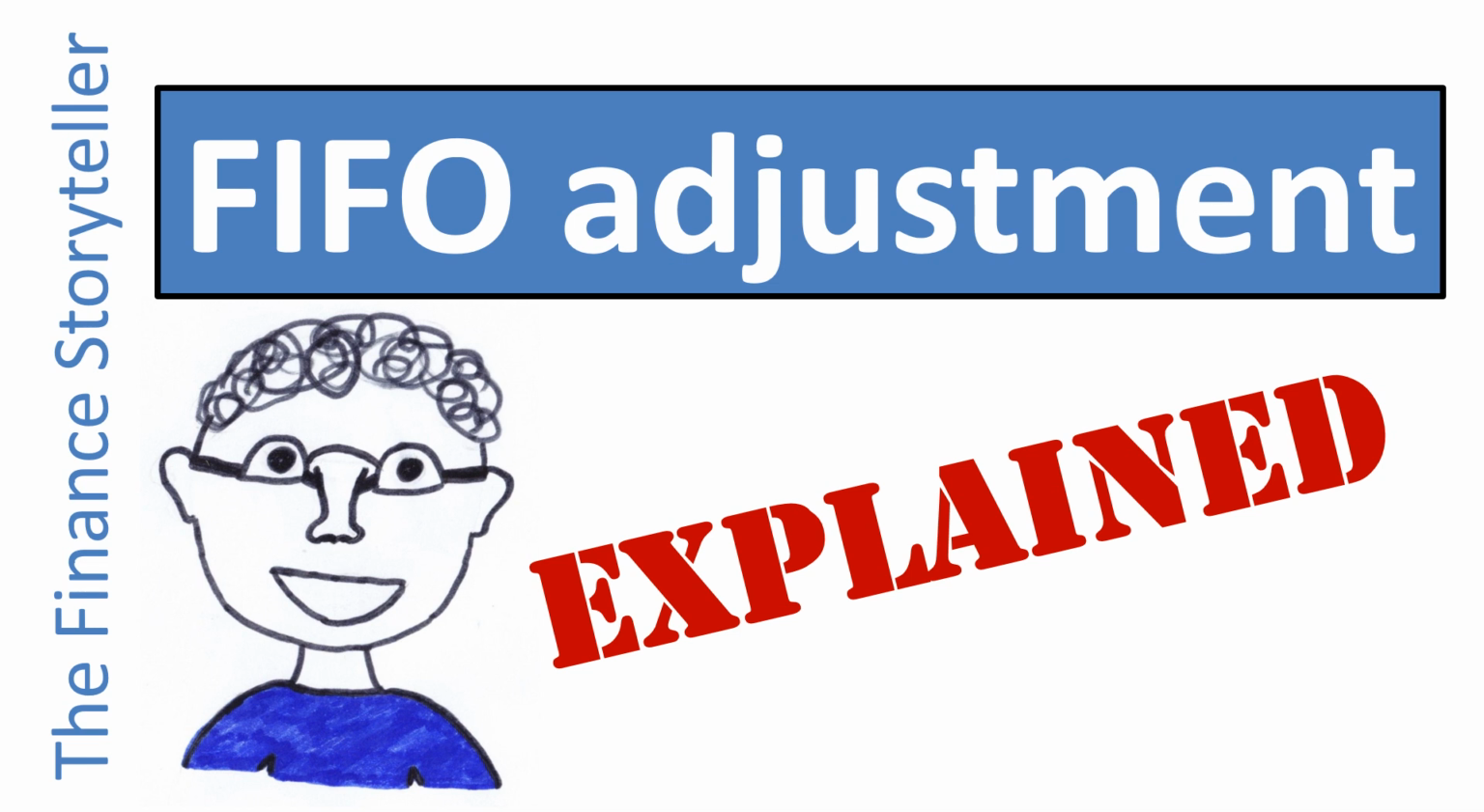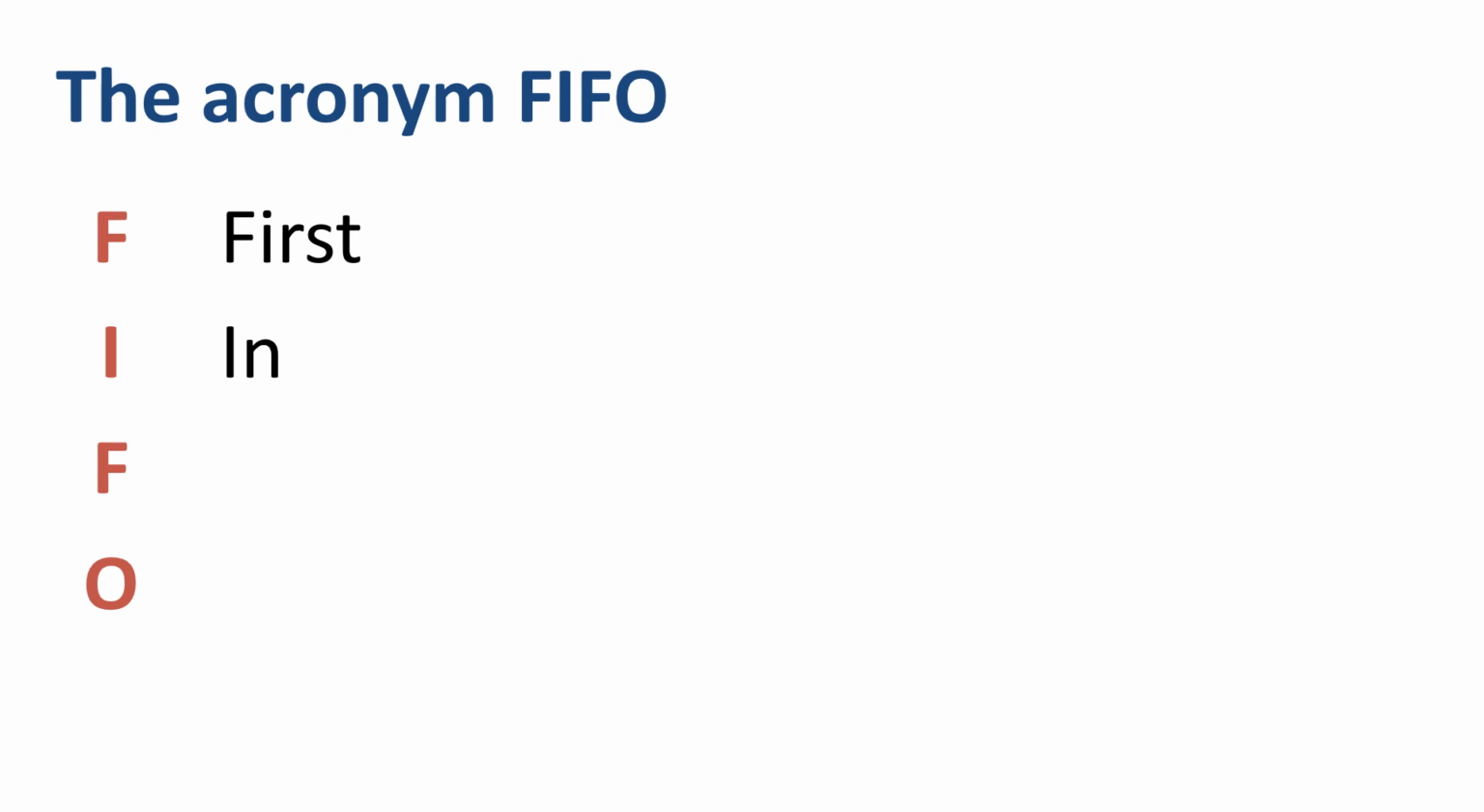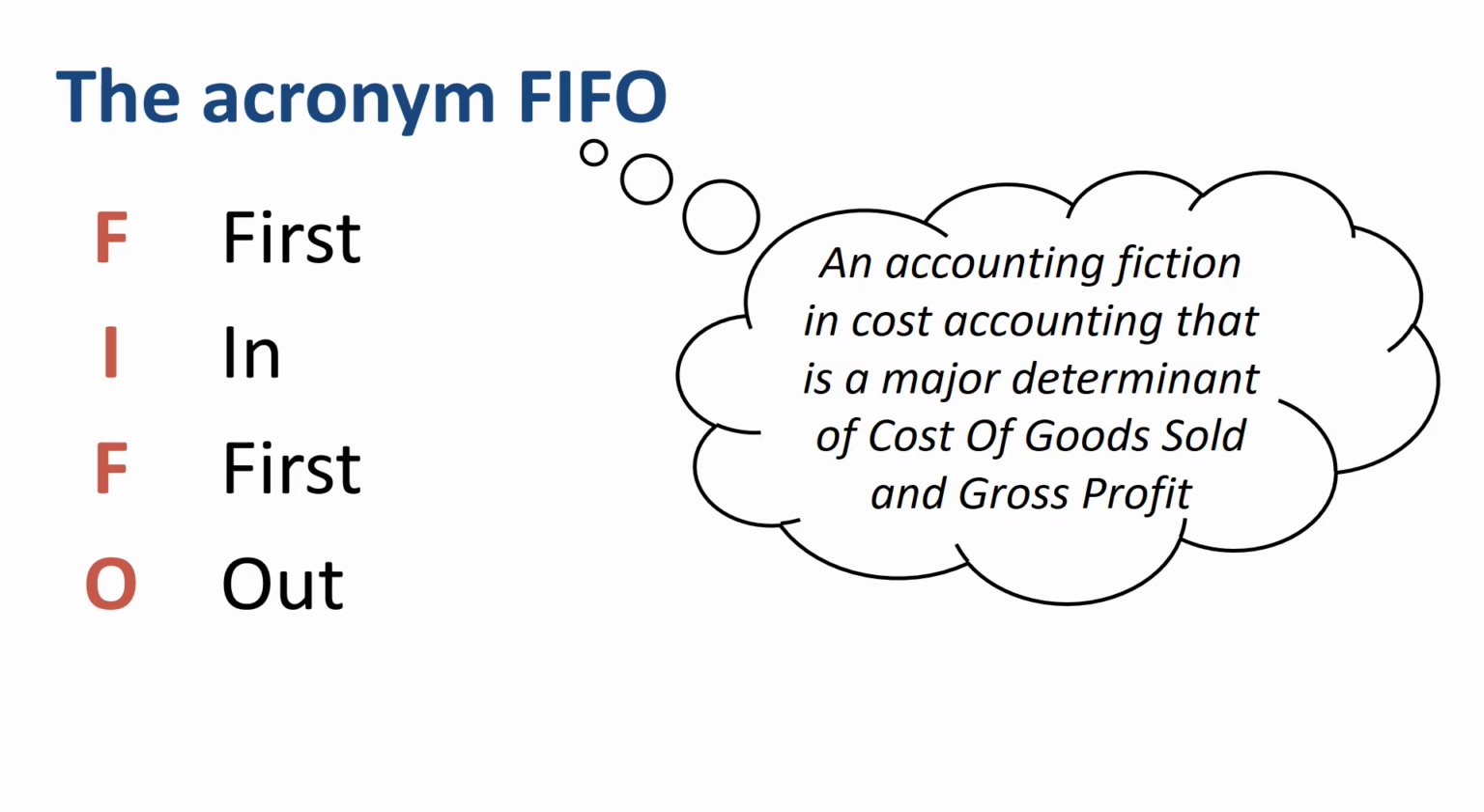How to calculate and record a FIFO adjustment in inventory accounting when your company uses standard costing. As discussed in the previous video on FIFO, which I would encourage you to watch first, the acronym FIFO stands for First In, First Out. FIFO is an accounting fiction in cost accounting that is a major determinant of cost of goods sold and gross profit. We will use the exact same numbers in terms of the amount of product bought and sold as in the previous video, but the value in dollars will differ during the quarter.